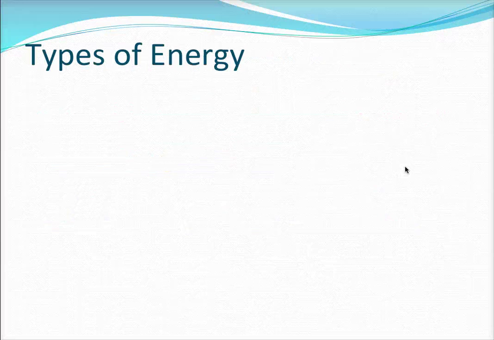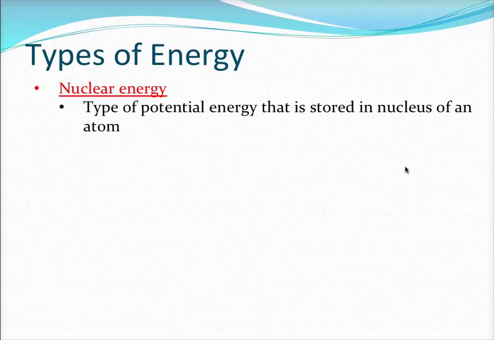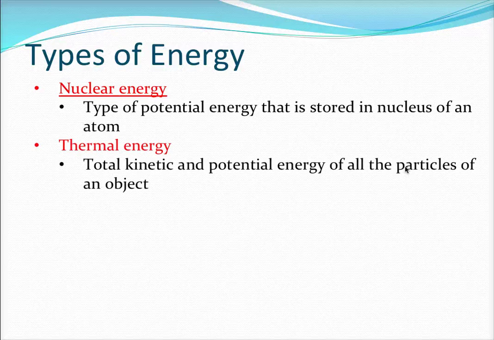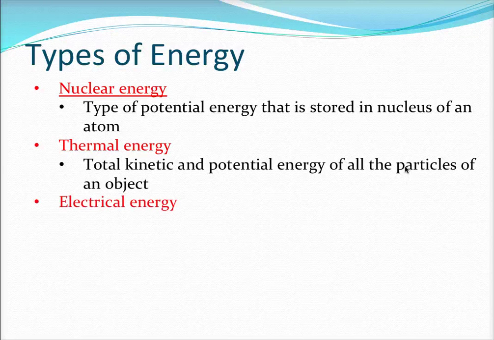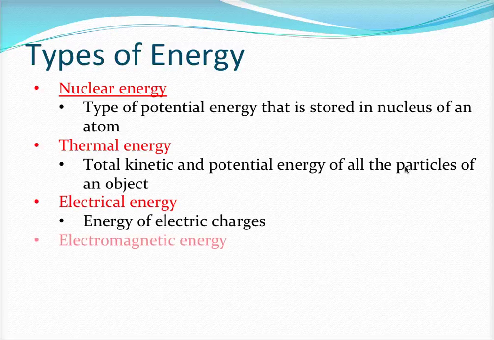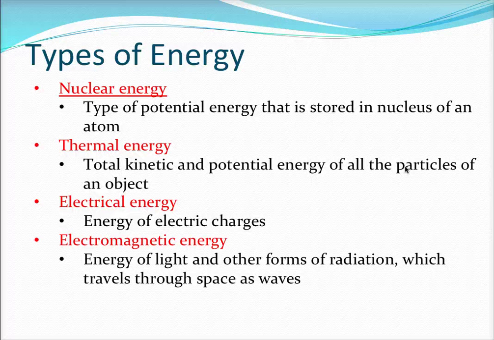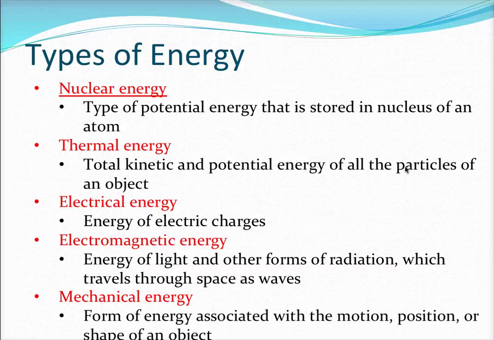Okay, we switch over to types of energy. Nuclear energy, again, just a lot of definitions here. I'm going to go ahead and let you copy these down. Pause this as you need. Some of these are pretty obvious. As you look at nuclear, you can see nucleus in the definition. Thermal, we talk a lot about heat, but basically that's the total kinetic and potential energy. Electrical is electric charges. Electromagnetic energy, remember, goes with light. And then mechanical is the form of energy associated with the motion, position, or shape of an object. So again, pause this and go ahead and copy these down.